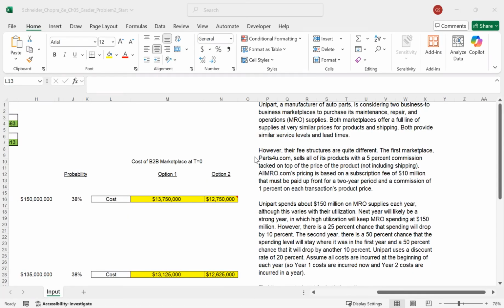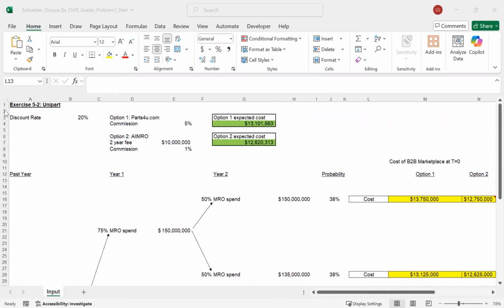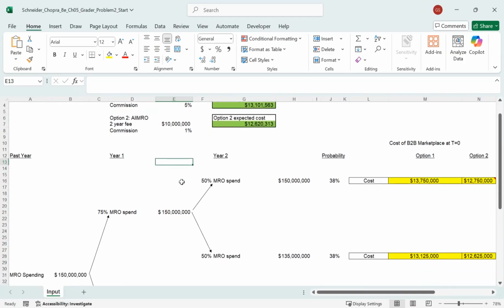So starting off here with what we were given in this Excel model. At the top here, we have a discount rate of 20%, and then we have both of our options, Parts for You and Aimro. Parts for You has a 5% commission fee on spend. Option 2 has a 1% commission fee on spend, but they also have a $10 million upfront fee. And the base spend is $150 million.